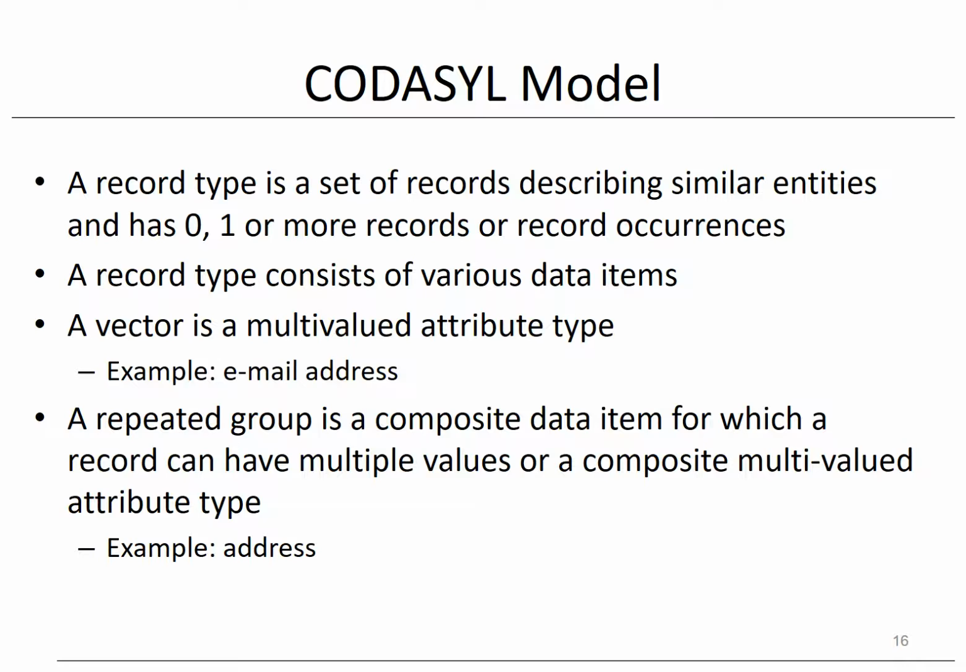A repeated group is a composite data item for which a record can have multiple values, or a composite multi-valued attribute type. For example, if a supplier can have multiple addresses, each with their street name, number, zip code, city, and country, then this can be modeled using a repeated group. The support for vectors and repeated groups is already a first difference with the hierarchical model.